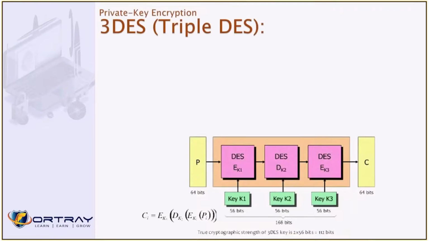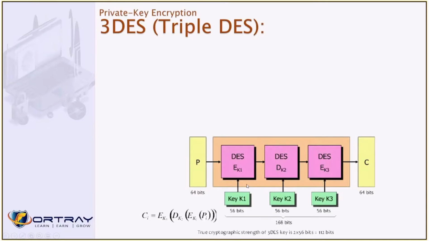So what is DES? If you see, this is a 56-bit key. If you multiply it 3 times, this is the triple DES. Okay, key 1, key 2, key 3: 56, 56, 56. So the total length of the key is 168 bits.